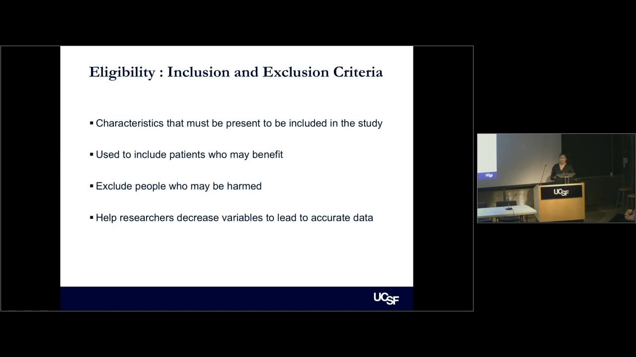So once we gain informed consent, you'll move into the screening period where we determine your eligibility for participation on the study. And we use inclusion and exclusion criteria to determine this. So these are characteristics that must be present to be included in the study trial. And these criteria are used to include patients who may benefit and exclude patients who may be harmed by participation on the trial. And importantly, it helps researchers decrease the amount of variables within their study to lead to accurate data and outcomes.